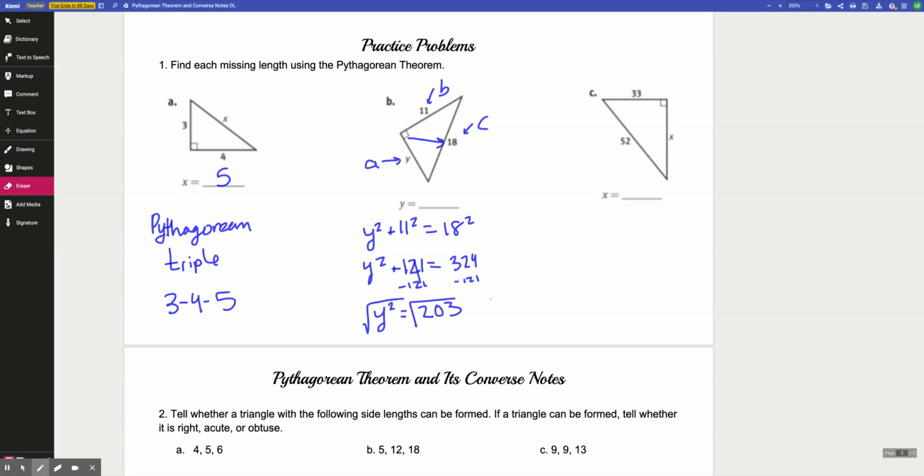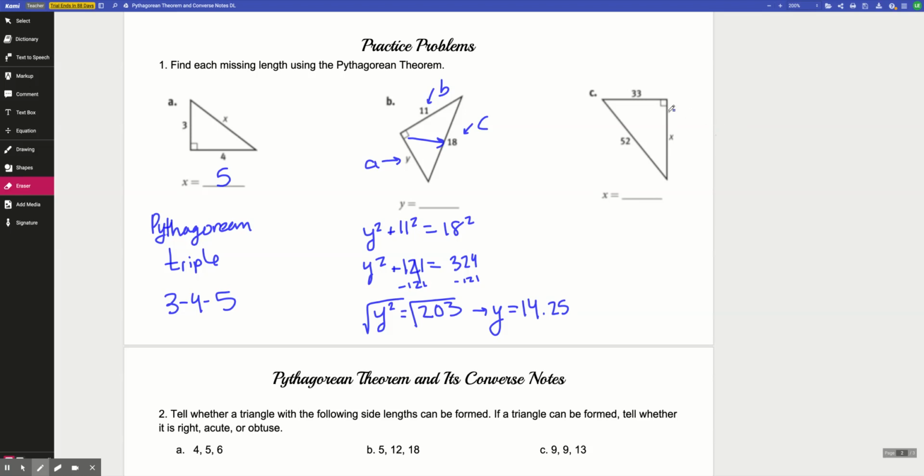Obviously, 203 is not a perfect square number, so you're not going to get a whole number, which is totally fine. Okay, so this value in decimal form is 14.25, if I round up.